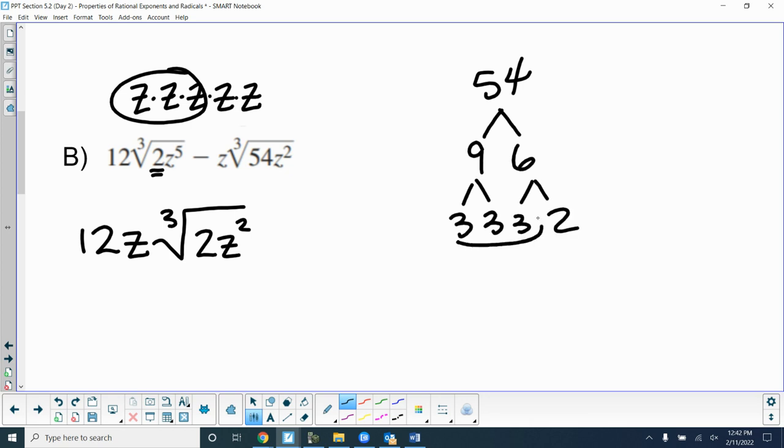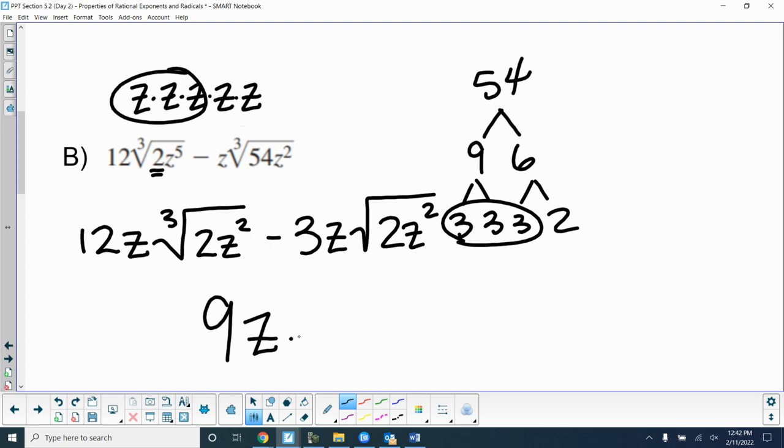Yeah. What can I pull out? 3. All right? Remember, 2 is going to be left underneath, right? Only have a z squared, right? So the z that was out front is still there. From that, z squared, there's not 3 z's there. Are they like now? Yeah. So what's my answer? 12, what's 12 minus 3? 9. Third and then squared.